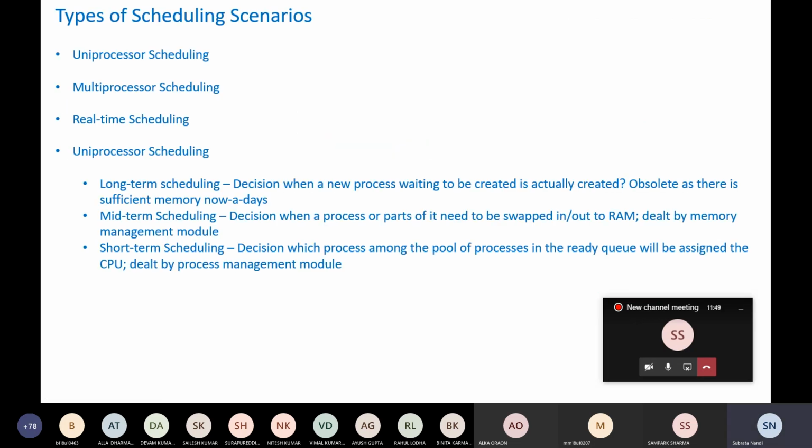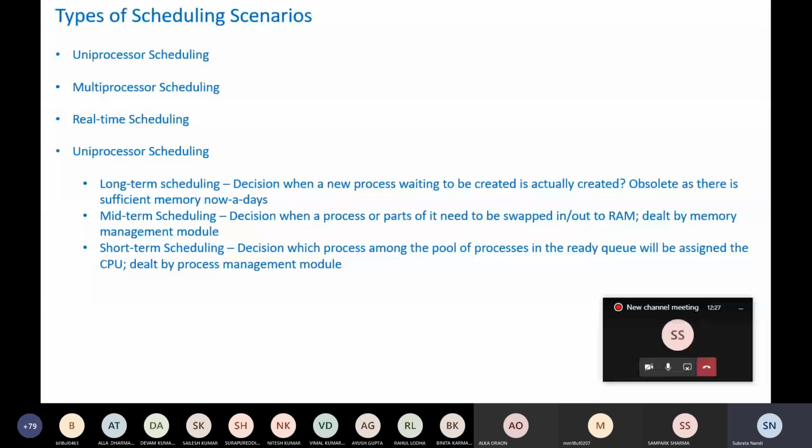Okay, so when we talk about the types of scheduling scenarios, there can be different cases. One is uniprocessor scheduling, multiprocessor scheduling, and real-time scheduling. So these are the different scenarios where scheduling algorithms need to be used. Uniprocessor means we have a single physical CPU, and there are multiple processes competing for the CPU. Typically that is the situation, and our main discussion in this class will be focused on uniprocessor scheduling.